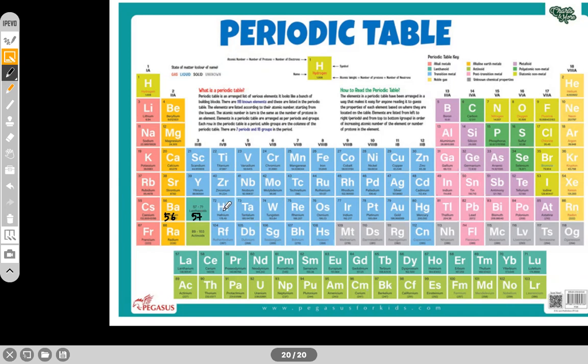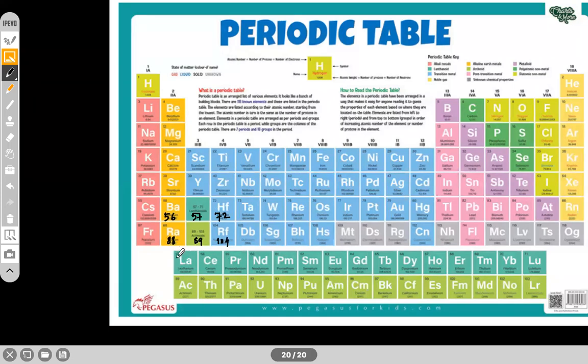After 57, the atomic number should be 58, 59, 60, and so on, but here after 57 we have 72. Similarly, this one is 87, 88, 89, but here we have 104. So there's a gap of 14 elements here. These 14 elements are shown over here.